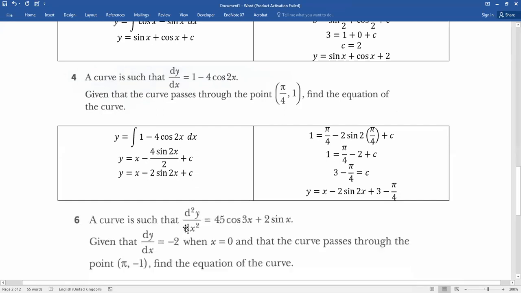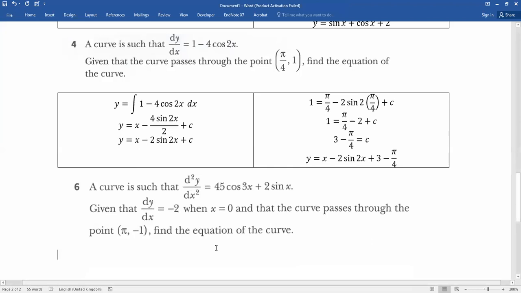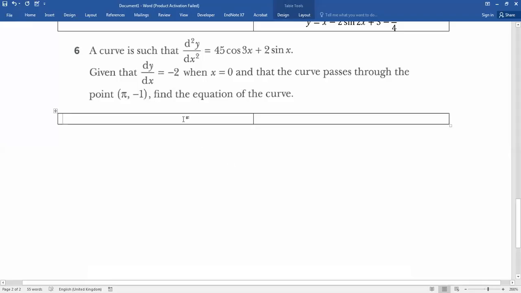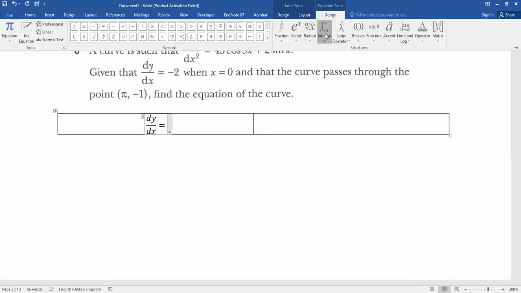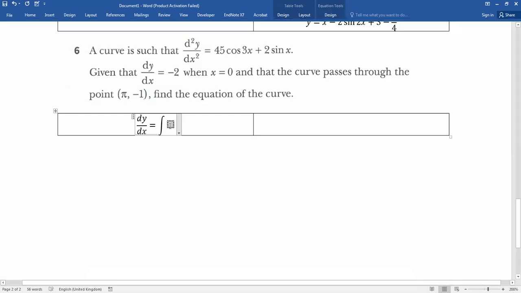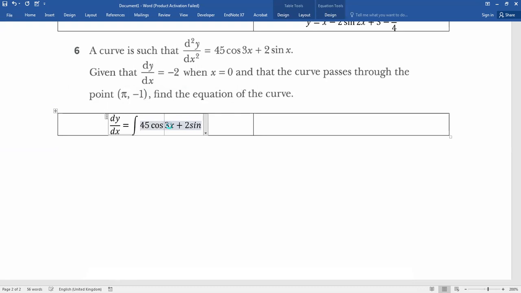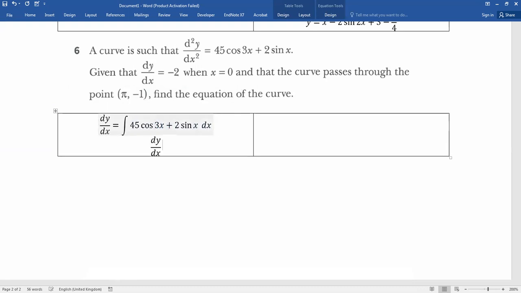Okay, now let's do this one. The dy by dx, once you integrate the double derivative, which is 45 cos 3x plus 2 sin x with respect to x. So the dy by dx will be 45 sin 3x divided by 3 minus 2 cos x.